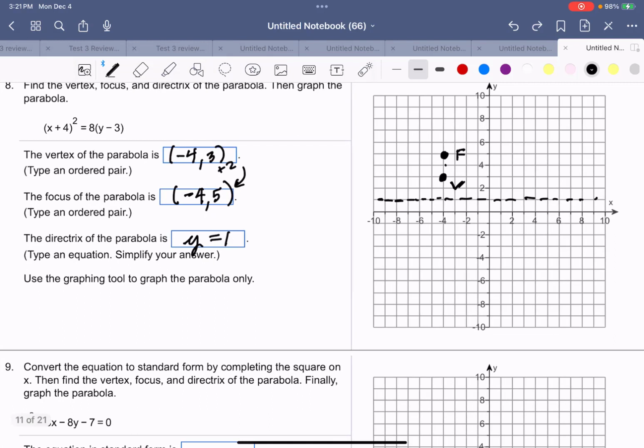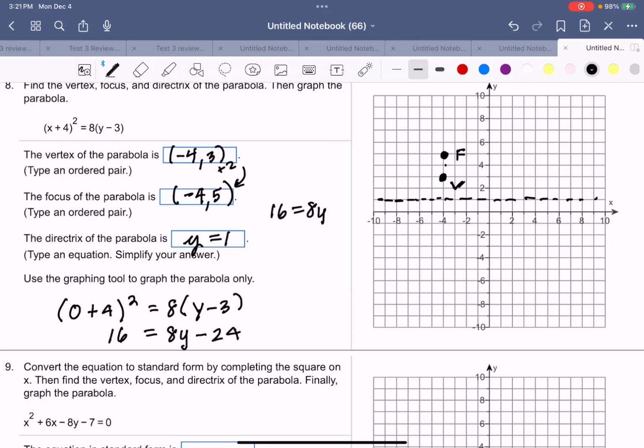So 0 plus 4 squared equals 8 times y minus 3. Well, that's going to be 4 squared, which is 16, equals 8y minus 24. So if 16 is 8y minus 24, when I add 24, I get 40 equals 8y, divided by 8, y is 5. So it's going to cross this axis at y is 5.